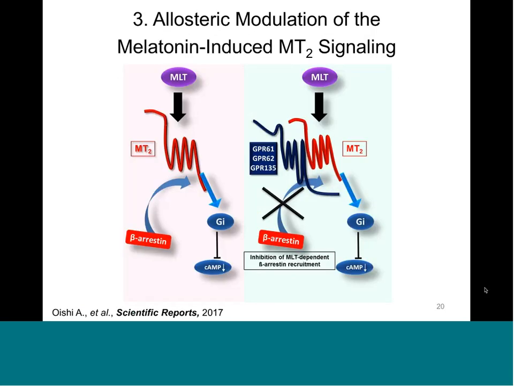So, let me summarize our findings. Recently, these three GPRs are proposed to be classified to melatonin receptor subfamily, but they didn't bind to melatonin. However, they made a heteromer with MT2, and they inhibited melatonin-induced beta-arrestin recruitment in an allosteric manner.